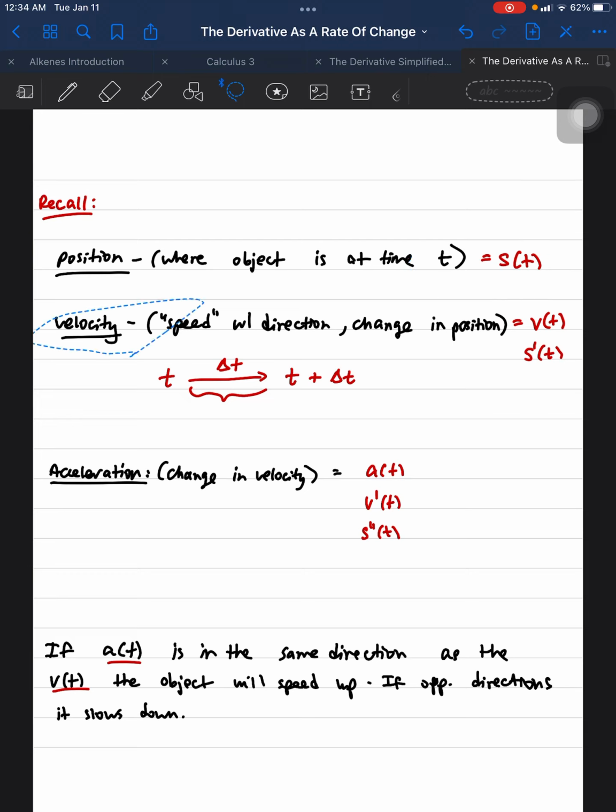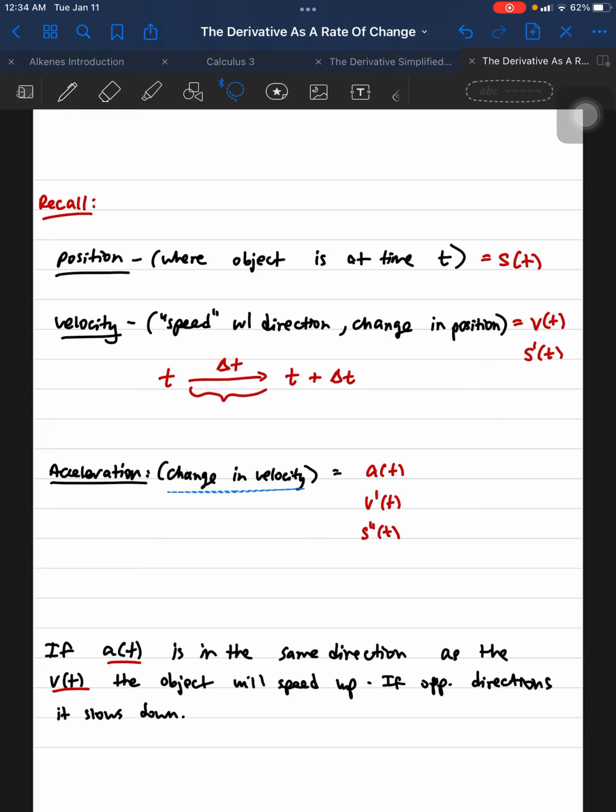And velocity is the derivative of the position function. It represents the speed with direction, and it represents the change in position. So there's a starting point and an ending point, so there is going to be a change in between the starting and ending point, and that's denoted as delta t.